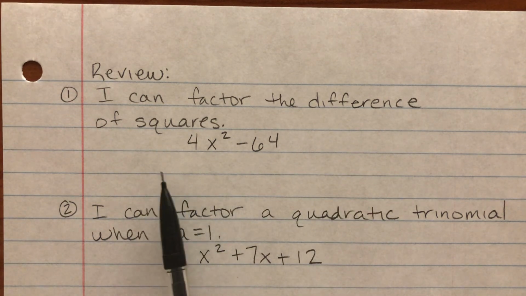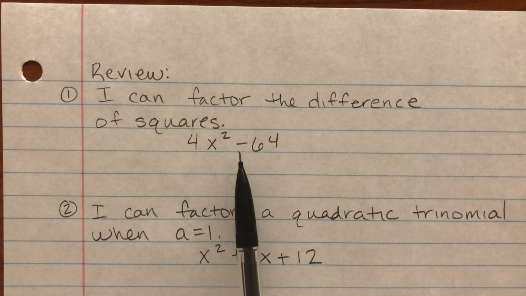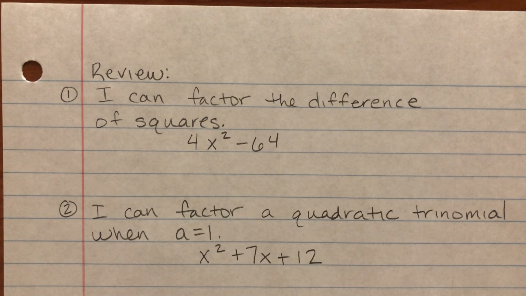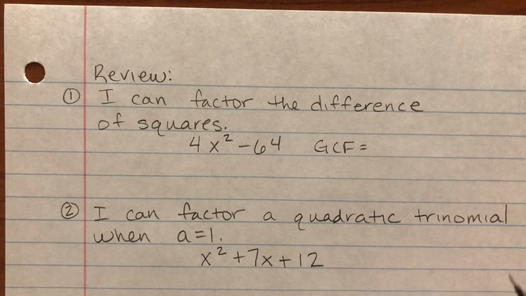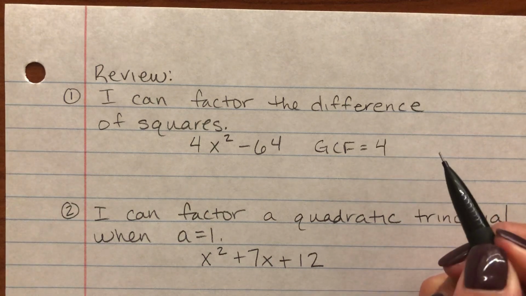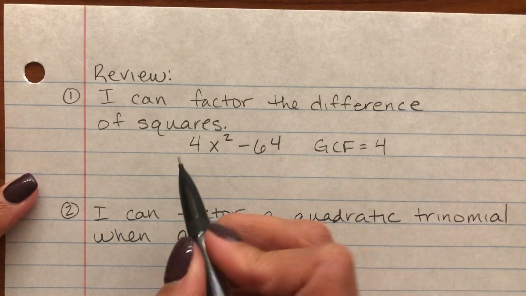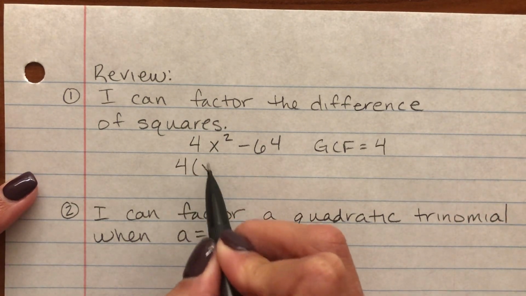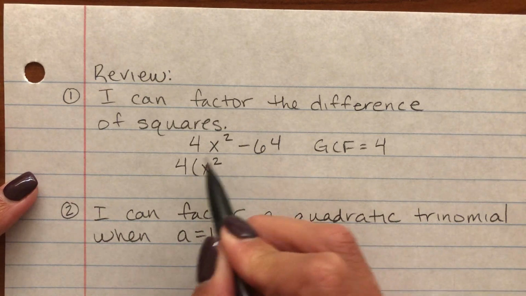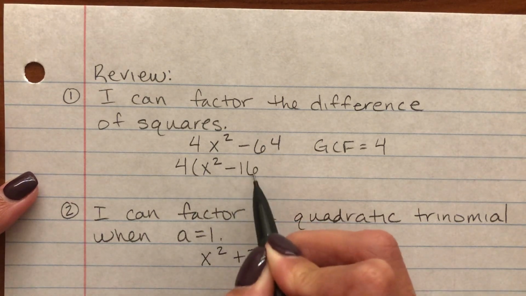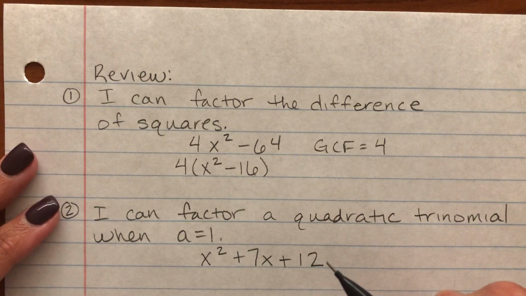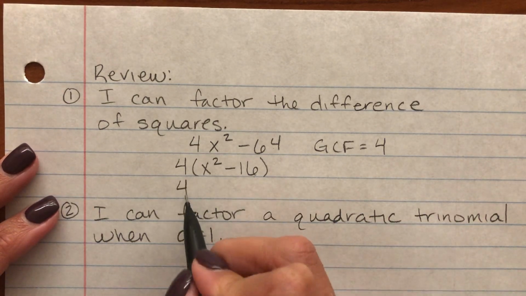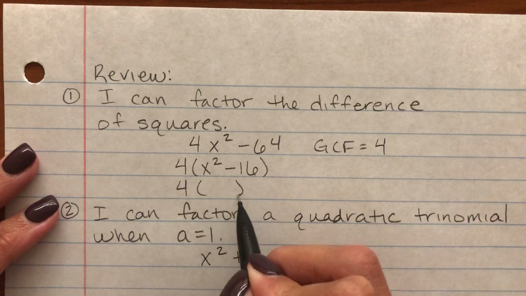So let's look at the example 4x squared minus 64. You always want to check for a GCF first. And this one does have a GCF and it's 4. So I'm going to start by factoring out the 4. So divide everything by 4 here. 64 divided by 4 is 16. And then I'll bring down the GCF.